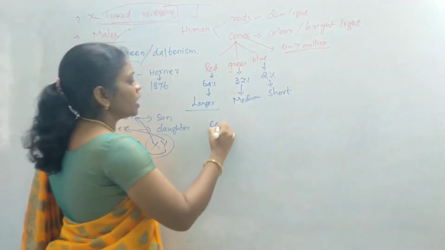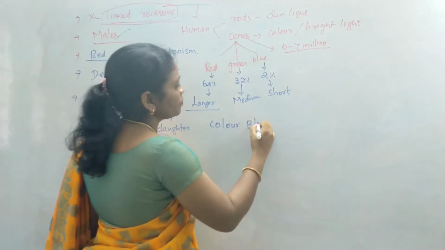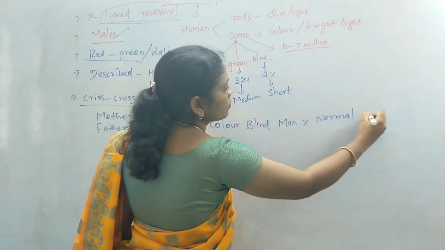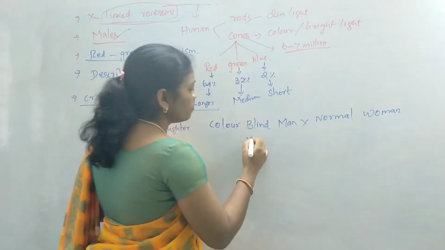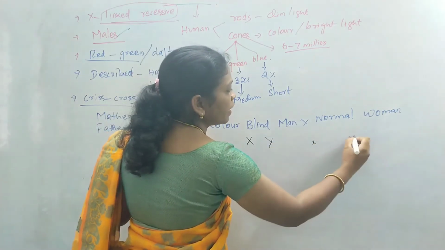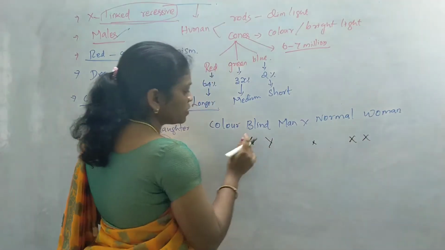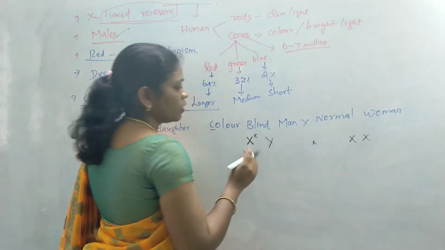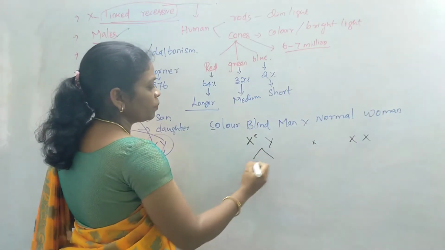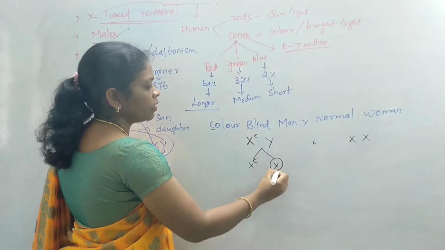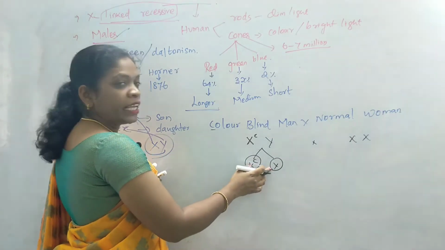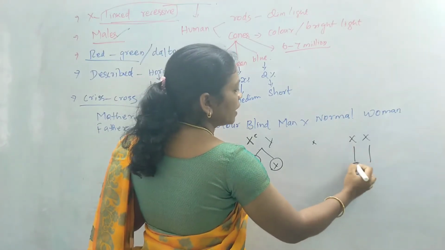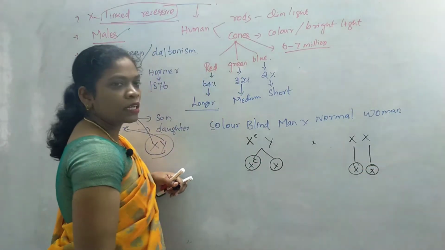And here, a colorblind man marries a normal woman. The man is X, Y, and here the woman is X, X. The disease is carried by the X chromosome, so here we mention the alphabet C. He will produce two types of gametes: XC, and another one containing the Y chromosome. The Y chromosome does not carry any gene for color blindness. She will produce two gametes: one will contain the X, the other one also will contain the X.